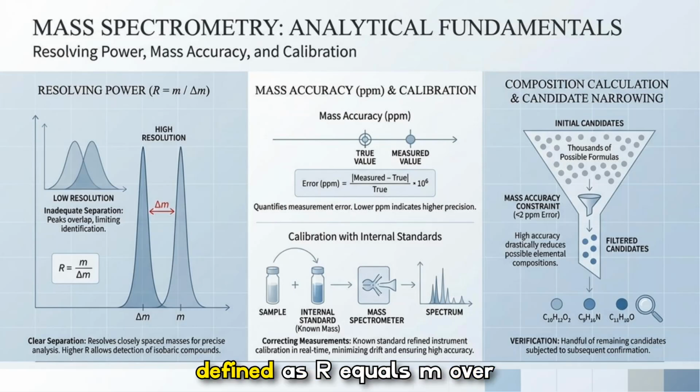Resolving power, defined as R equals M over delta M, determines whether nearby peaks are separable. Mass accuracy, expressed in ppm, quantifies measurement error and improves with internal standard calibration. Together, these parameters reduce candidate formulas and enable precise composition calculations, making confident identifications possible in complex mixtures.